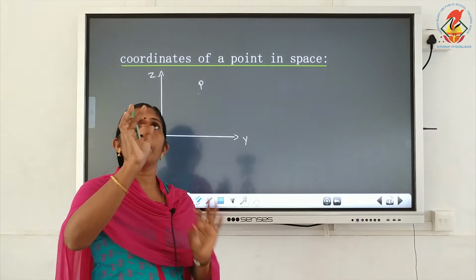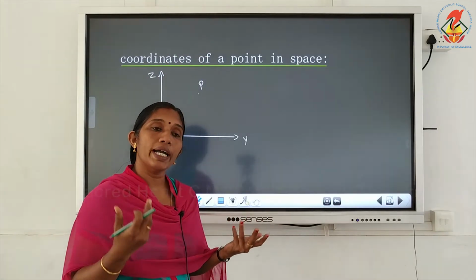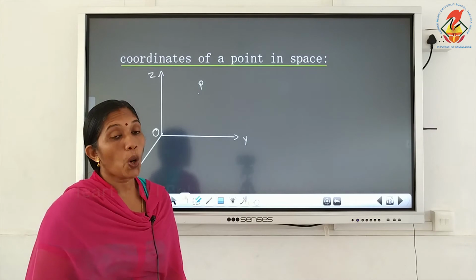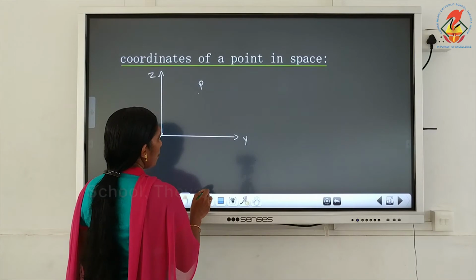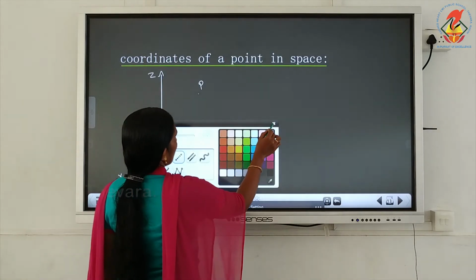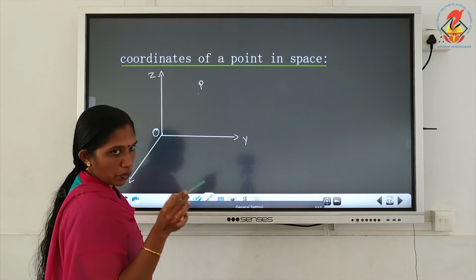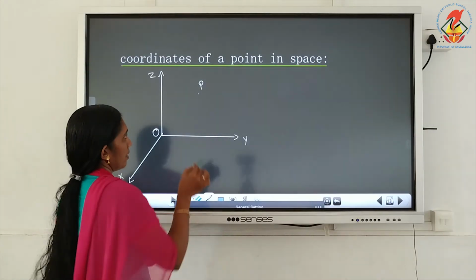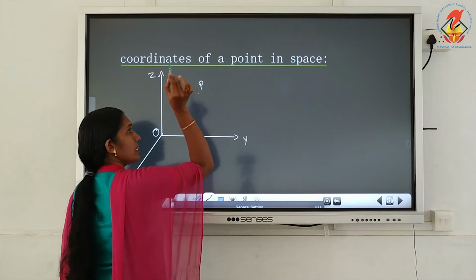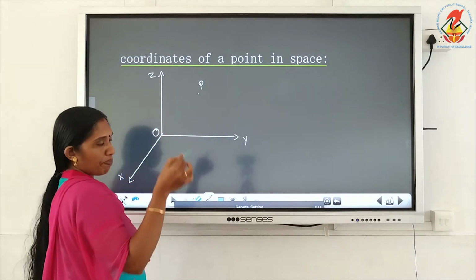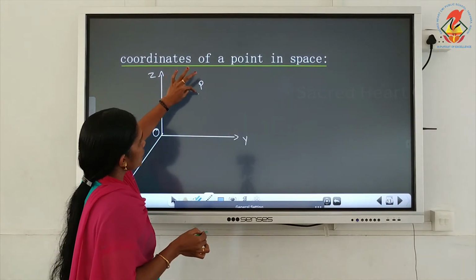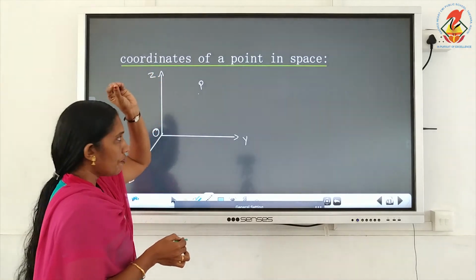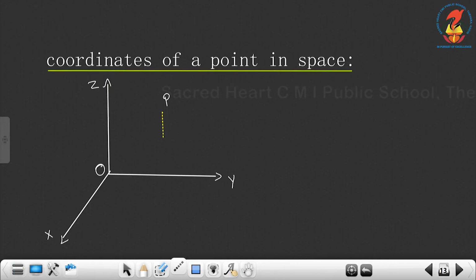Okay. So suppose one point is here. How to identify, how to find the coordinates of that point? For that, what we do is draw a perpendicular from this point to the xy plane. This is a point in space, not in the YZ plane. I can draw only like this because it is 2D, that's why. This point is in space. So from that point, draw a perpendicular to the XY plane.